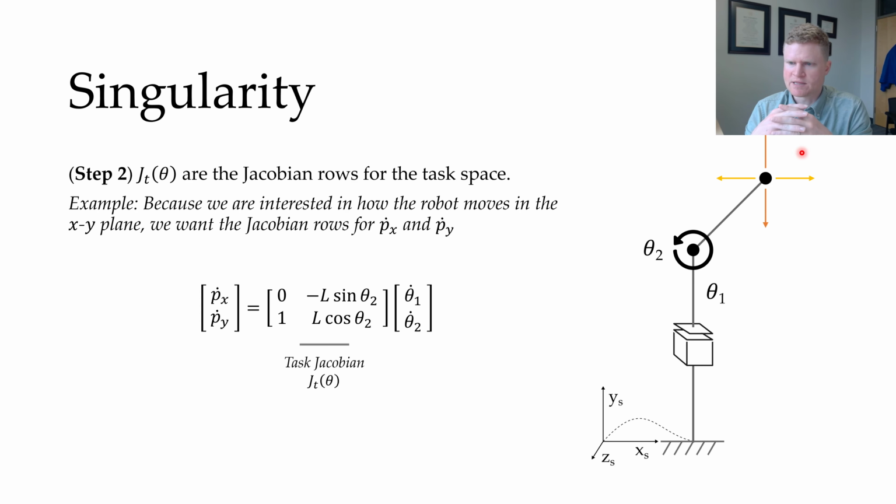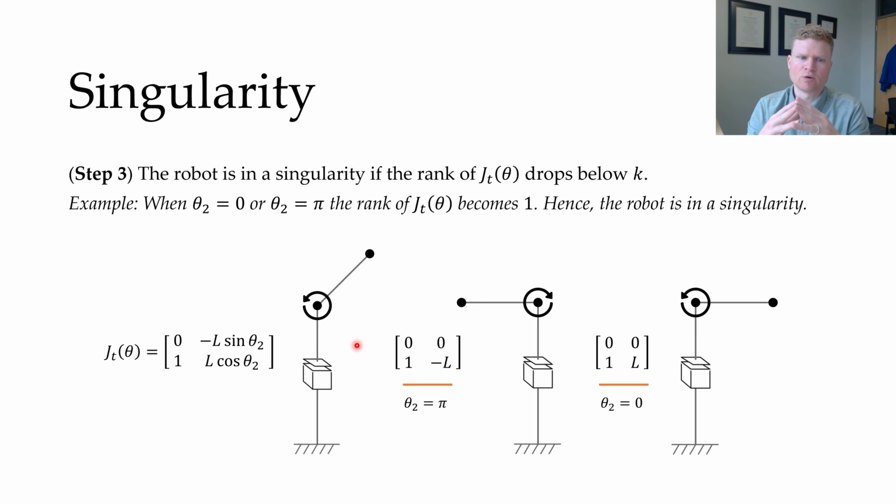Now, because I'm looking at the X and Y axes, I want to look at the 4th and 5th rows of my Jacobian. Those correspond to J of T, the task Jacobian. You can see them right here. I've taken my entire Jacobian matrix and isolated the rows that correspond to what I'm focusing on. Because I want to focus on px dot and py dot, the linear velocity in the x and y axes, I'm going to pick the 4th and 5th rows of that Jacobian. So now I've got J of T, and I understand that K is equal to 2. The robot will be in a singularity if J of T drops below rank 2.